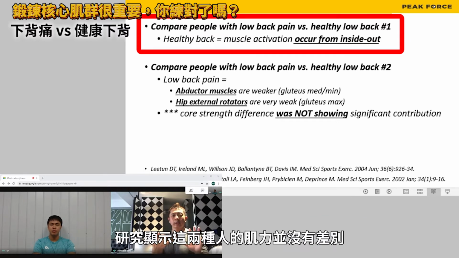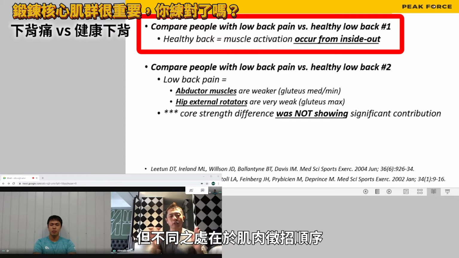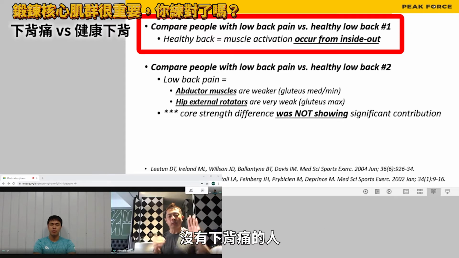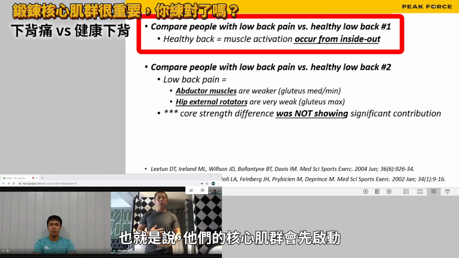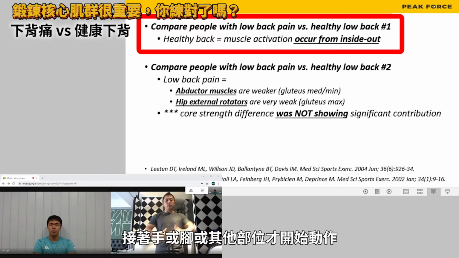So this study is showing that there's no difference between those two groups for muscle strength, but the difference is the activation sequence. Okay, the people with a healthy back have a very good activation from inside out, meaning that you have a very good core activation first to be able to move the arm or move the leg.